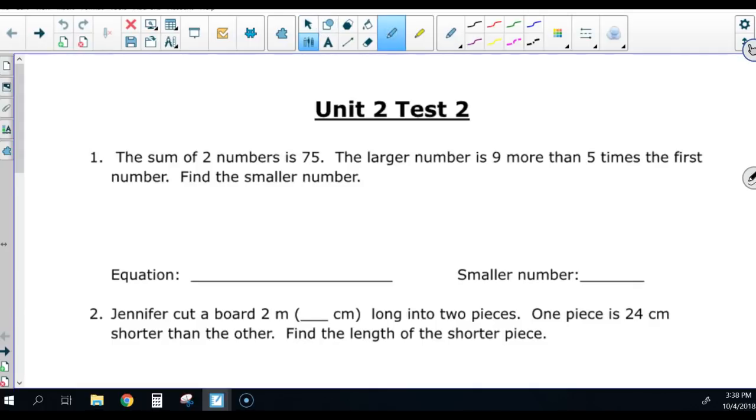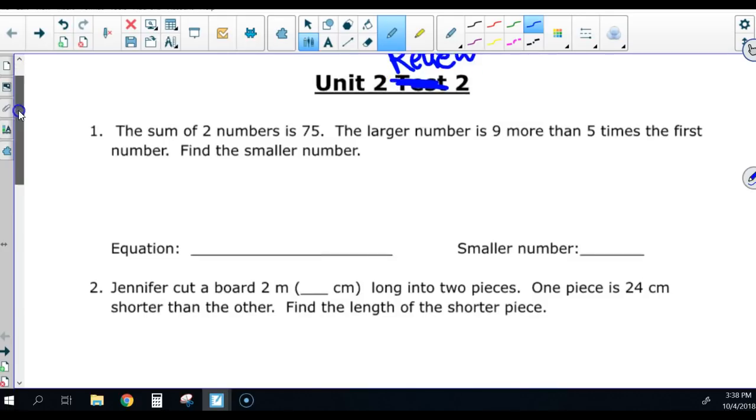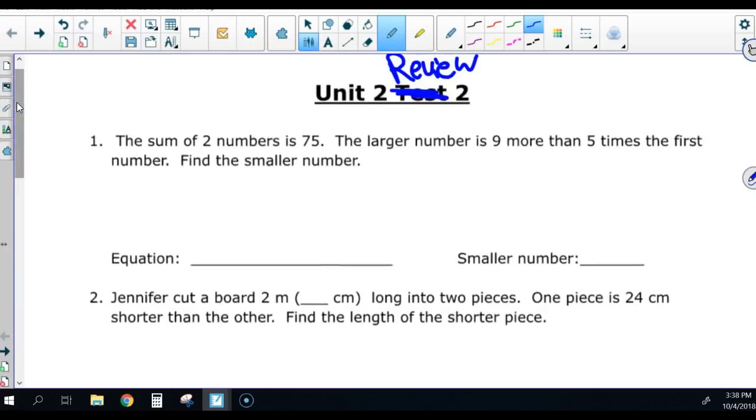Unit 2, Test 2, we'll call this Review 2. Hopefully you have this with you. Hopefully it did not go very badly Thursday for you. But in case it did, I'll give you the answers and explain how you do it. We will be taking our new test Tuesday, so make sure you're prepared over the weekend.